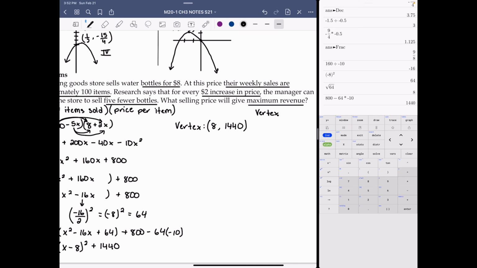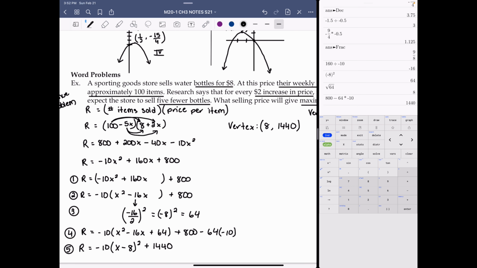So what do these numbers mean? Well, our y value is our revenue, right? This is our y in this question is R, so revenue. And our x value, the x was the number of times we're going to change the price. So in this case, it was the number of times we're increasing the price.